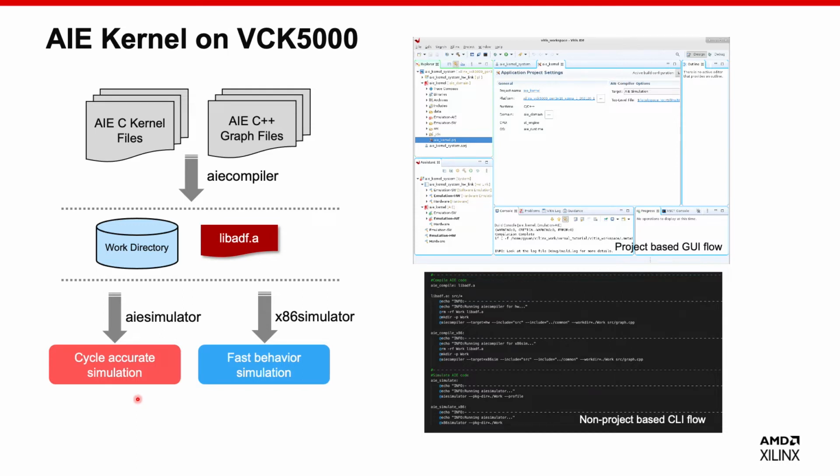To compose and compile the AI Engine program, the user can use the Vitis GUI to manage the codes and complete the full flow. Or, non-project-based command line flow can be used. You can use Makefile to maintain and compile your project. It is easy to use and should be familiar for most software programmers.